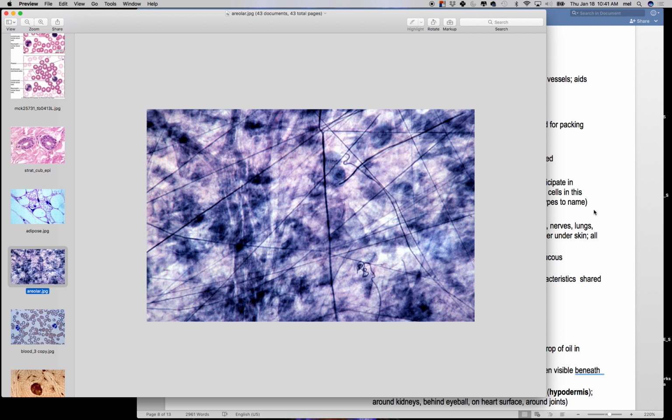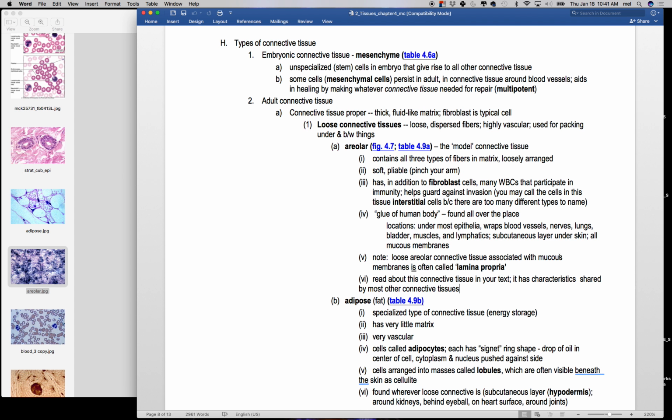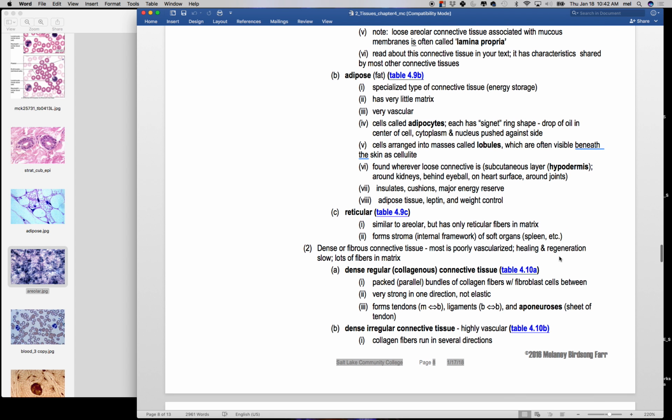Oh yeah, it's still loose. It's still got lots of space, lots of white space in there. Yeah, all of the areolars are loose. Everybody good? Okay, so go ahead. Did somebody have a question? No? Okay. All right, so now let's talk about adipose.